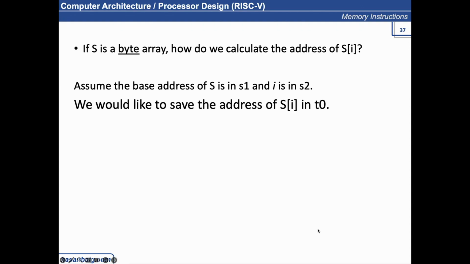Now assume that S is a byte array, let's say we are trying to store a string, a string of characters in C. So how would you calculate the offset value? First of all, we have seen already that each character is stored as a byte.